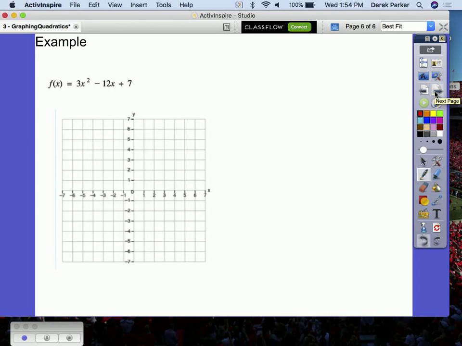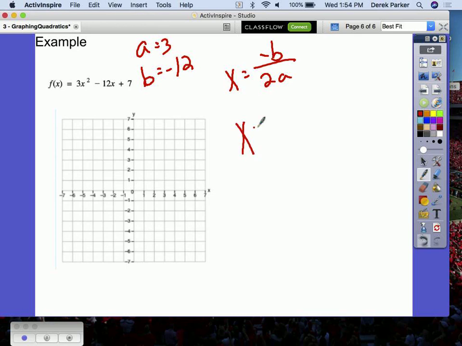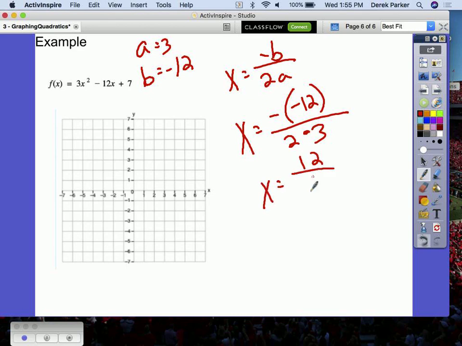Let's do another one: 3x squared minus 12x plus 7. First step, find the vertex. x equals negative b over 2a. In this case, a is 3, b is negative 12. Now, what happens when the b is already negative? It looks like this. That's like saying negative 1 times negative 12, which gives us positive 12 over 6. In this case, x equals 2.